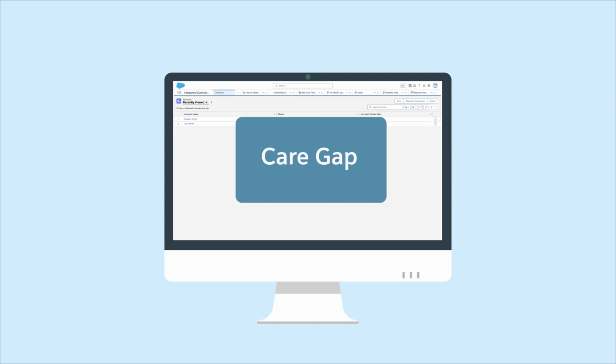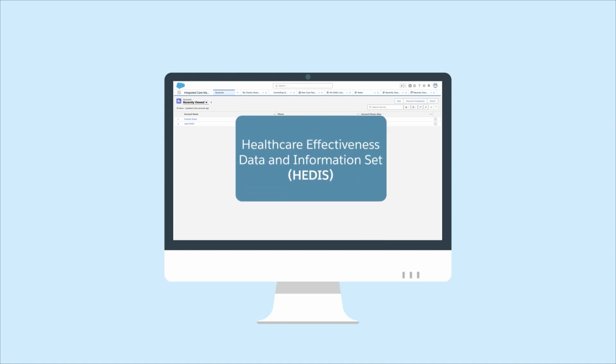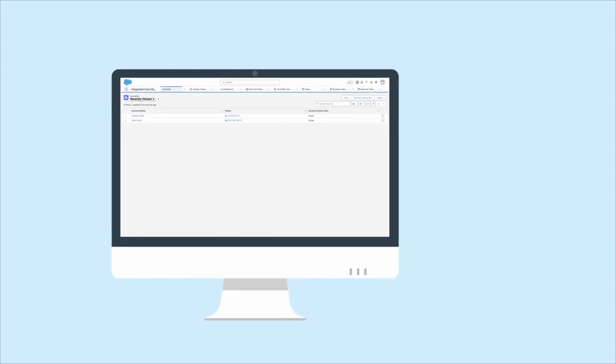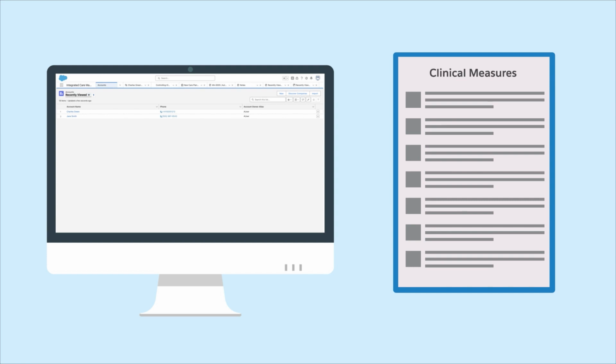For the evaluation, Bloomington uses standard clinical performance measures like healthcare effectiveness data and information set, also known as HEDIS. These measures provide a set of standardized guidelines that define what constitutes high-quality healthcare. The evaluation process happens in 3 stages.